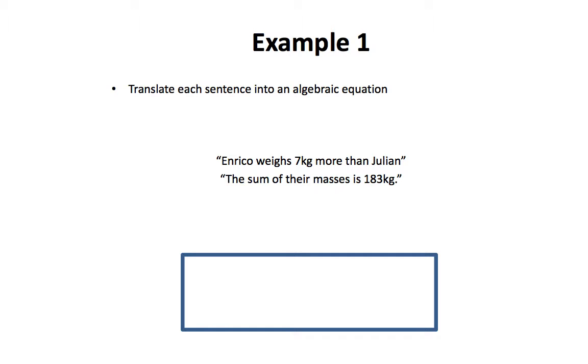Let's take a look at the first sentence. I'm going to represent Enrico's mass with the variable of E. 7 kilograms more corresponds to plus 7, and I'm going to represent Julian's mass with the variable J. Therefore, when I put all of these things together, I get E is equal to J plus 7, which means Enrico weighs 7 kilograms more than Julian.